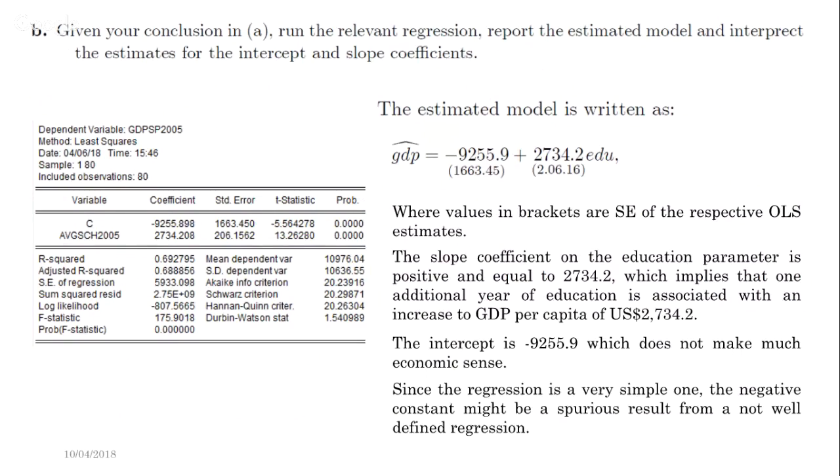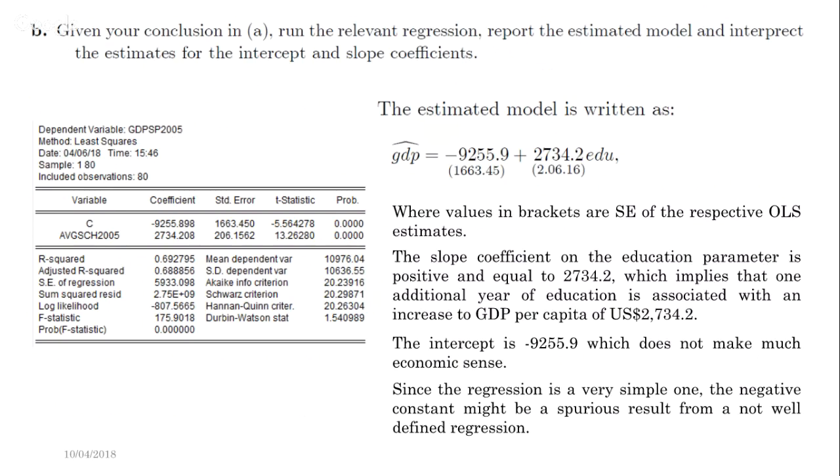So we run the regression, GDP on education. Okay, it's positive and equal to 2734.2. One additional year of education is associated with an increase in GDP per capita of $2,734. Okay, makes sense? Now, that's not very interesting. The intercept, negative 9,000 plus, does not make sense, right?